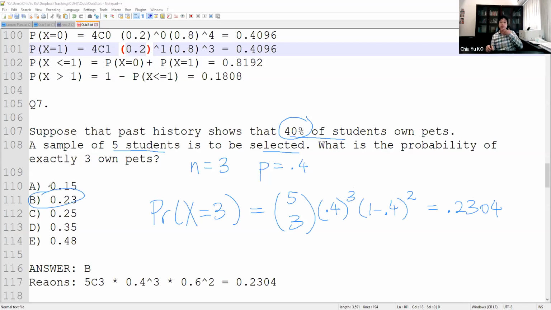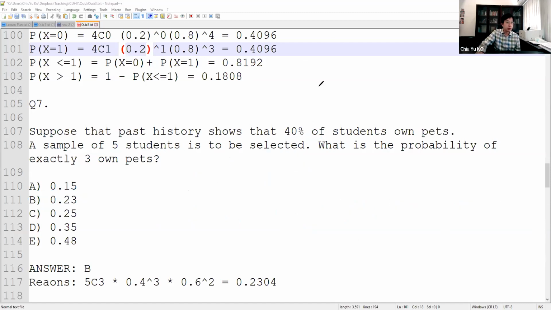Is that okay with this one? Question 7. Any question? Oh, n is 5. Yeah, sorry. Yeah, n is 5. Any question? Is it okay? Is that okay? Okay, good.